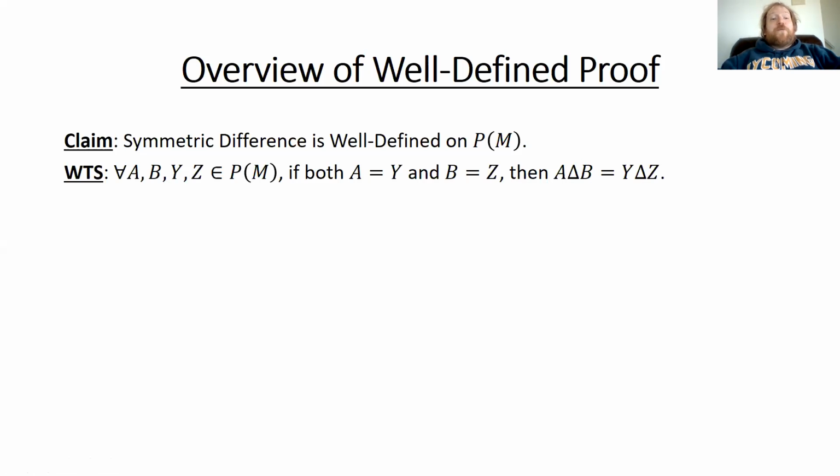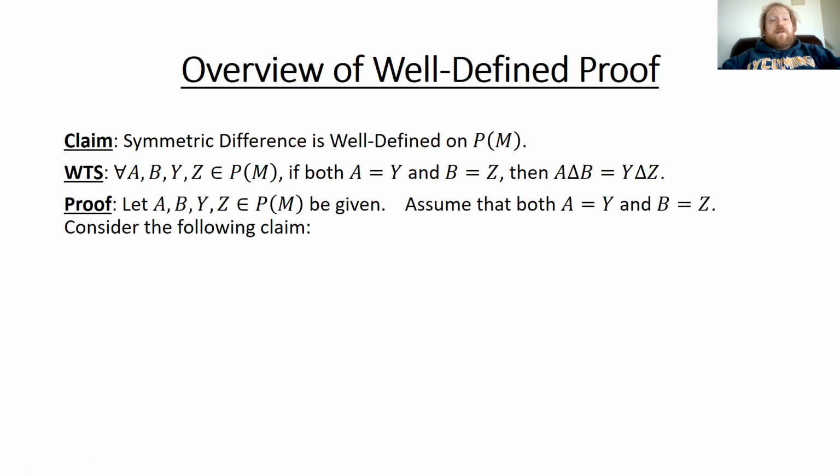So to begin the proof, we have a quantified if-then statement. So we let A, B, Y, Z in P of M be given. We'll assume the if part, that both A equals Y and B equals Z. And now we'll consider the following claim.